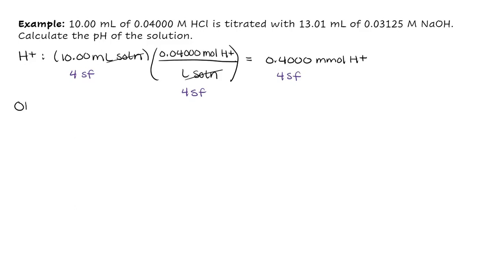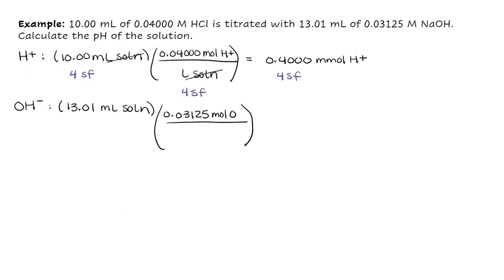For hydroxide, our volume is 13.01 milliliters of solution times the molarity of the hydroxide, which is 0.03125 moles of OH minus per liter of solution, and our liters of solution will cancel.